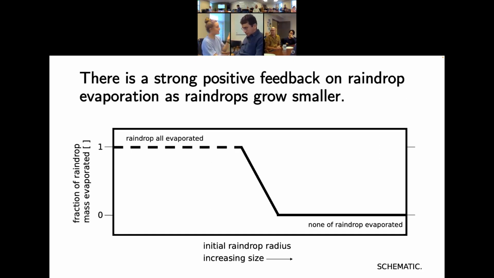So basically, schematically, what we can see is there's a strong positive feedback on raindrop evaporation as raindrops grow smaller. So if we look at the fraction of mass evaporated between the base of the cloud and some vertical distance below it, we can see as a function of size upon exiting the cloud, we have a fairly sharp transition from where the raindrop is all evaporated until it goes to almost none of it being evaporated. And we'll look at this mathematically in a bit.